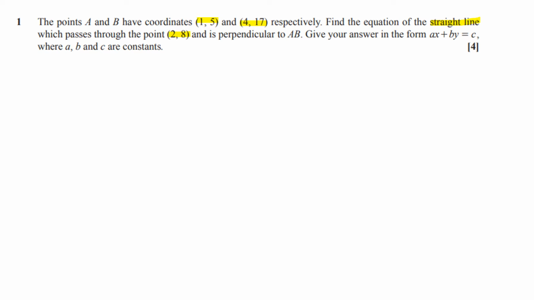Now, whenever you're trying to find the equation of a straight line, you need at least 1 point and you need a gradient. So what you're going to do is find the gradient of AB and then use the fact that it is perpendicular to AB, the one that we're looking for, and perpendicular lines have negative reciprocal gradients of each other, and then we're going to give our line in the form of ax plus by is equal to c, where a and b are just constants that we're going to find.